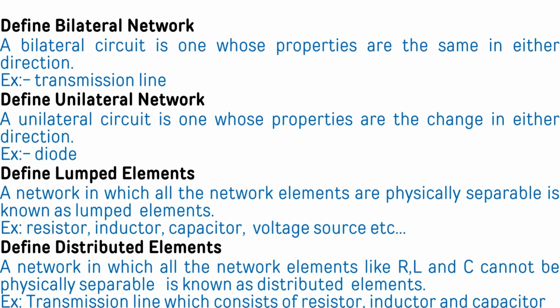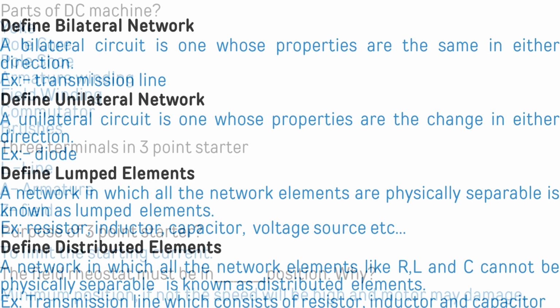Define lumped elements. A network in which all the network elements are physically separable is known as lumped elements. Examples are resistor, inductor, capacitor, voltage source, etc. Define distributed elements. A network in which the elements like resistor, inductor, and capacitor cannot be physically separated is known as distributed elements. An example is a transmission line, which consists of resistance, inductance, and capacitance.